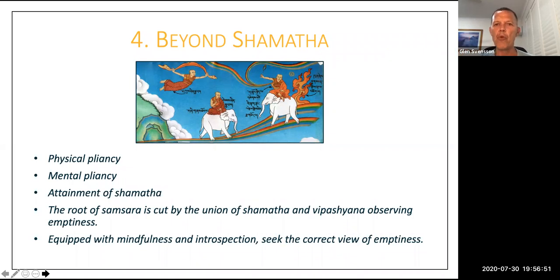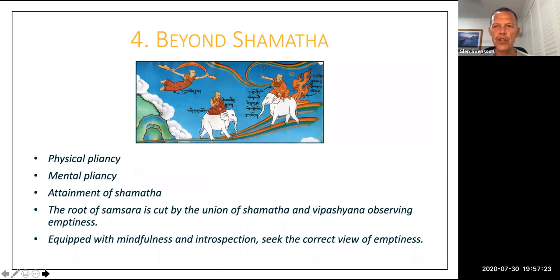And we see two bits of writing here. They say the following: the root of samsara is cut by the union of shamatha and vipassana, observing emptiness. So therefore, equipped with mindfulness and introspection, seek the correct view of emptiness. On the basis of shamatha, we can now effectively engage in vipassana practice, particularly here in the Mahayana Buddhist traditions, this vipassana practice realizing emptiness.